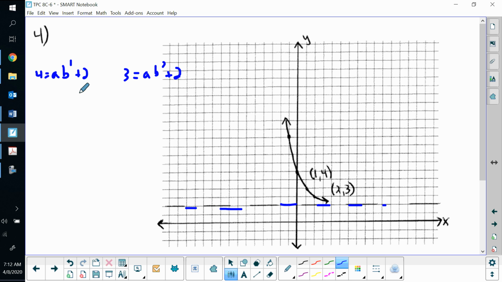We'll get rid of those plus 2's first. So subtract the 2 from both sides. This will give us 2 equals a times b to the first. This will give us 1 equals a times b squared.